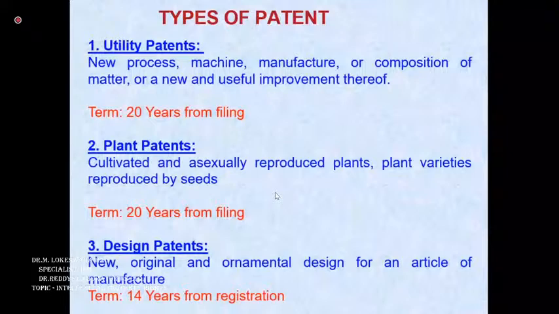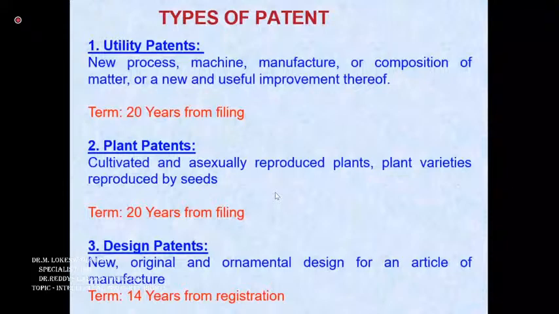The third category of patents relates to new, original and ornamental designs for articles of manufacture. If you create some design on an ornament, that design can be patented. Similarly, designs can also get a patent. The term of design patents is 14 years from the registration. So these are the different types of patents, and the most filed patents are utility patents. The main sectors and industries come under utility patents.